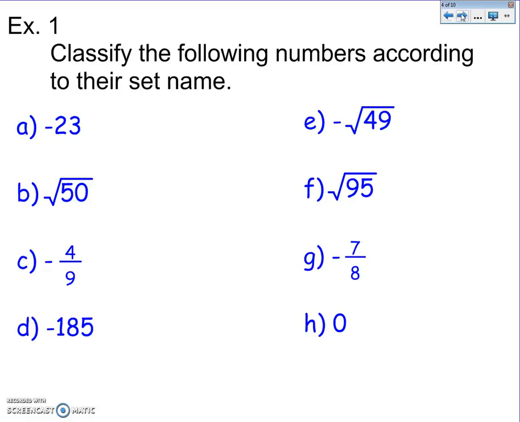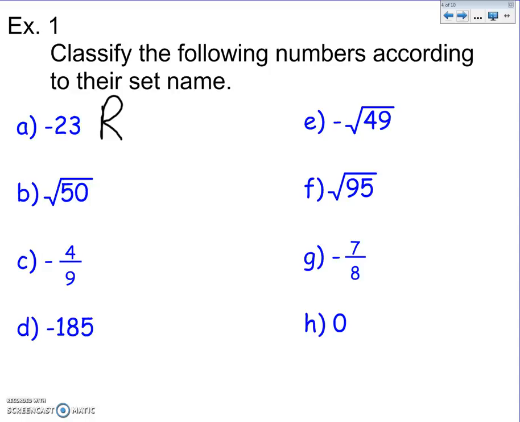Example 1. Classify the following numbers according to their set name. So set name is just what I said before, like real, rational, integer, whole, natural, that stuff. So first, I see the number negative 23. Well, it's a normal number, so it's always going to be real. So I always put R first. After that, remember, reals are sorted as irrational or rational, always. So you need one of those.